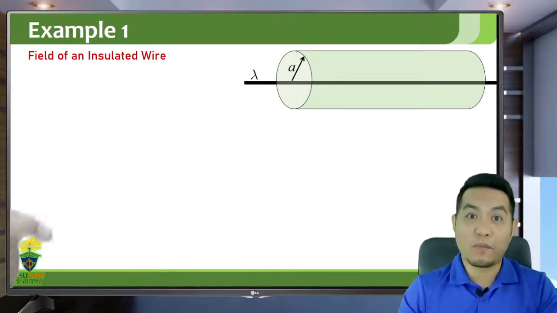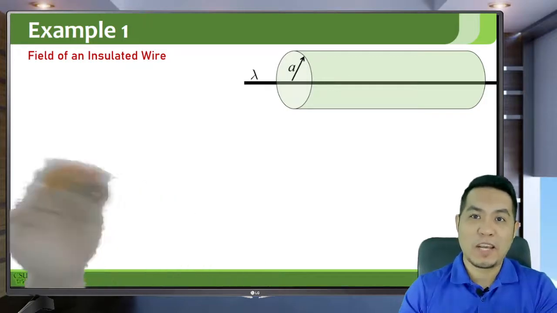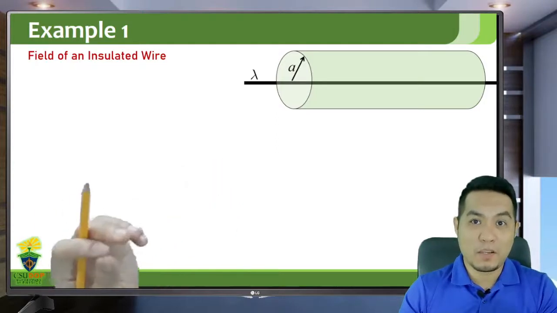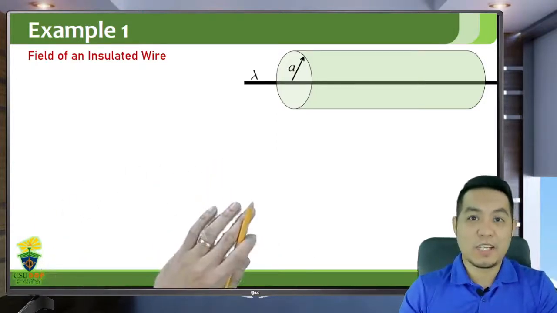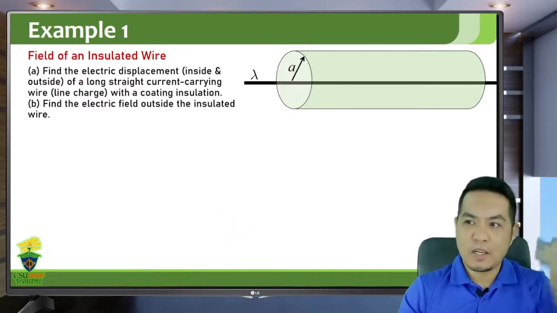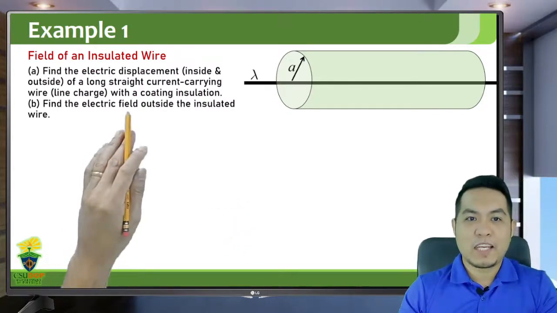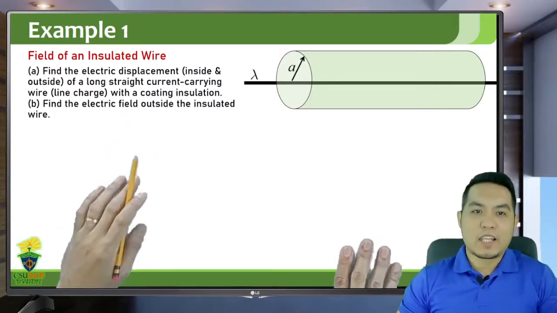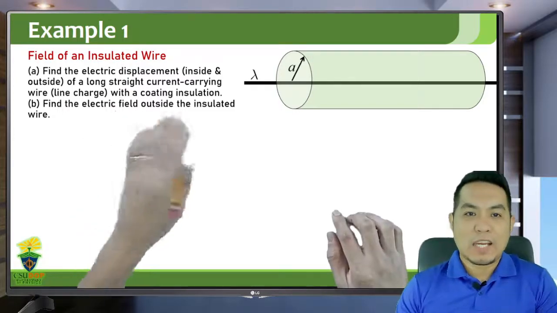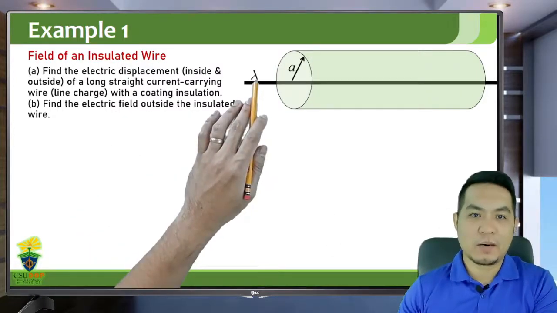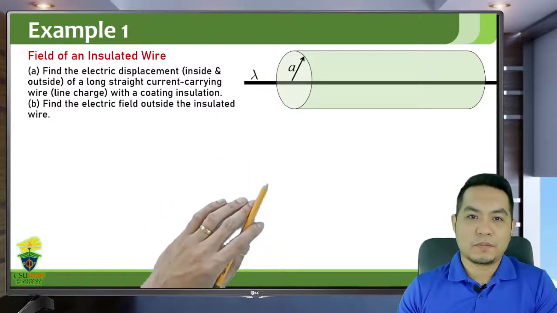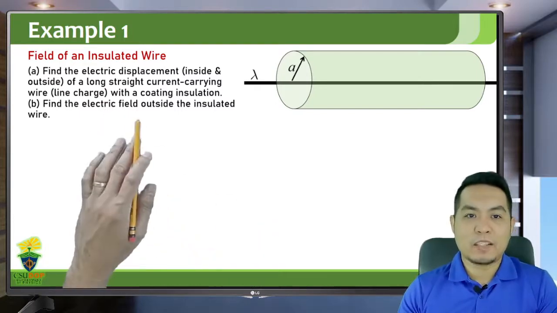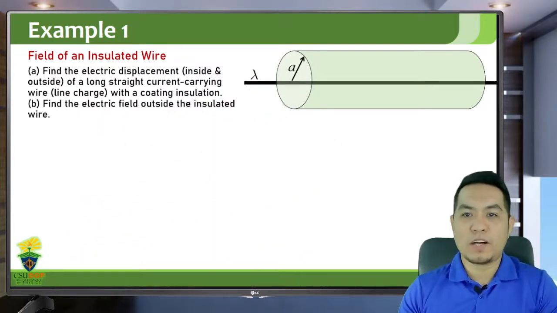So of course, all of our wires are insulated. If you look at any wire in your home, at the core of it is copper, and then there's a rubber insulation or plastic insulation. So you have two problems here. Find the electric displacement inside and outside of a long straight current carrying wire with line charge density lambda, with a coating insulation. So it's essentially inside and outside the insulation. And find the electric field outside the insulated wire.